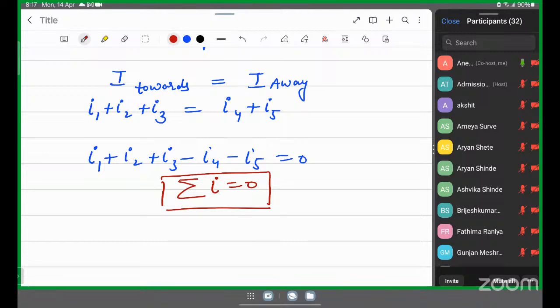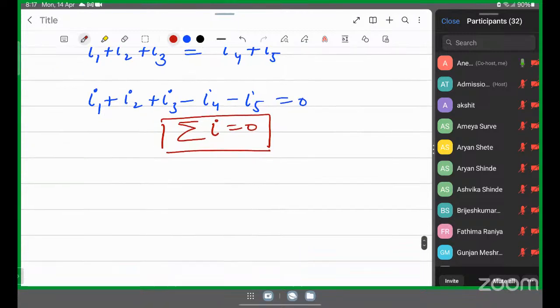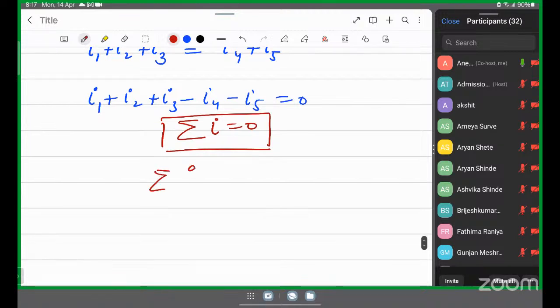Current I is Q by T, and Q by T is equal to 0. So from here, Q will be constant. I cannot write it as Q equals 0, but I could write it as Q will be constant. Or in other words, there will be no charge accumulated at the junction point. If 1 coulomb charge is coming to the junction point, at the same instant 1 coulomb charge will be leaving from the junction point.